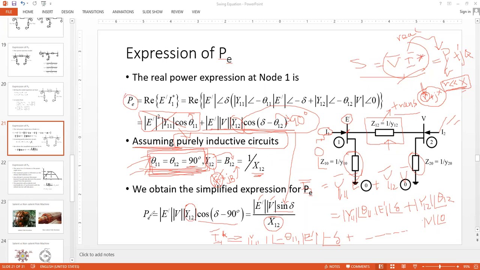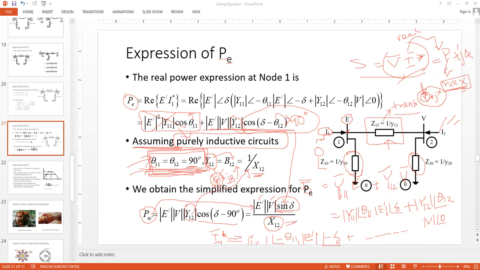So we take it here. P equals E prime V Y12 cosine delta minus 90. Y12 is simply B12, and that is equal to 1 upon X12. And cosine delta minus 90 gives you sine delta. So this is basically the expression of power we are actually looking for.